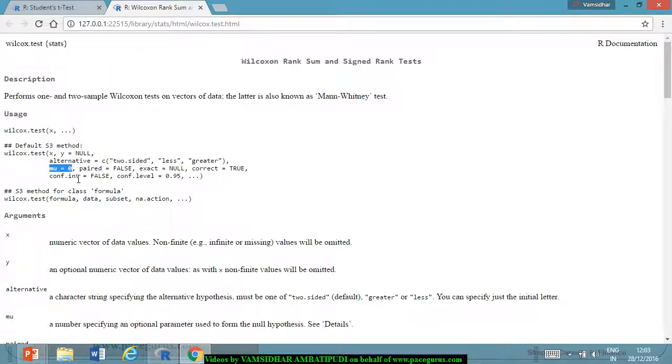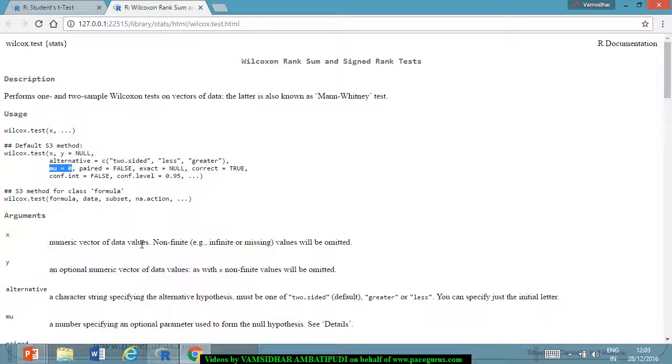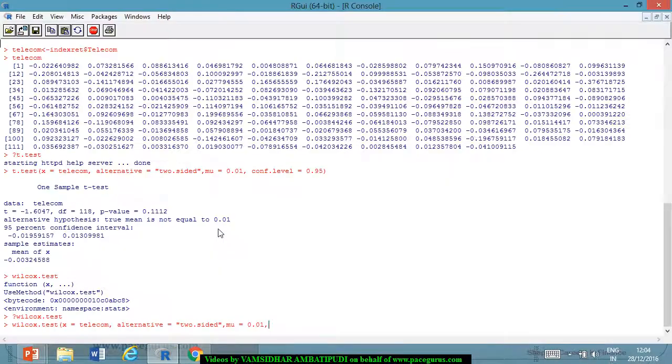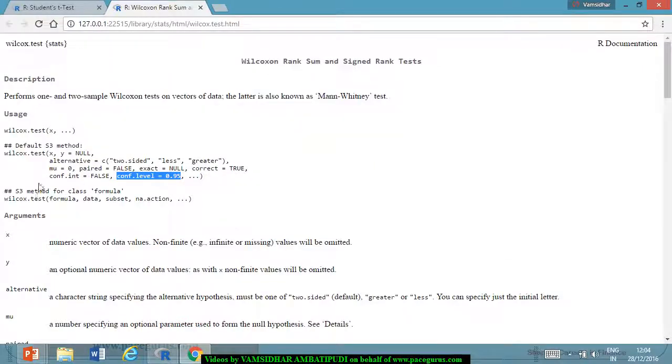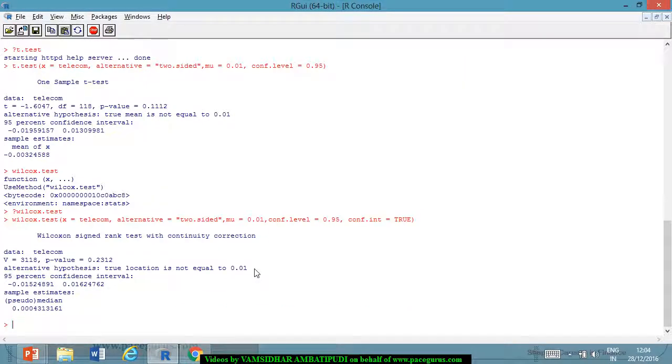Then mu, which is the hypothesized median, let me take it as 0.01 itself. The confidence interval is coming out to be false. The confidence level, I can very well set to 0.95 and go ahead with the computation. And if I want, I can even set the confidence interval as true, and I can go ahead with the generation.